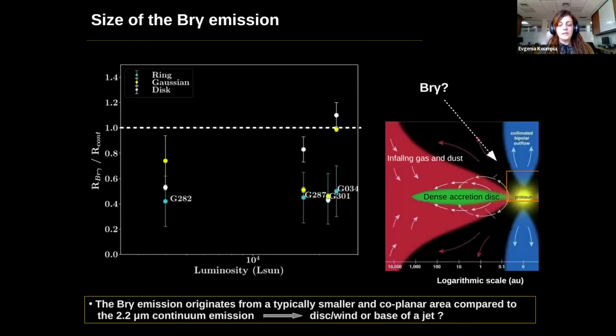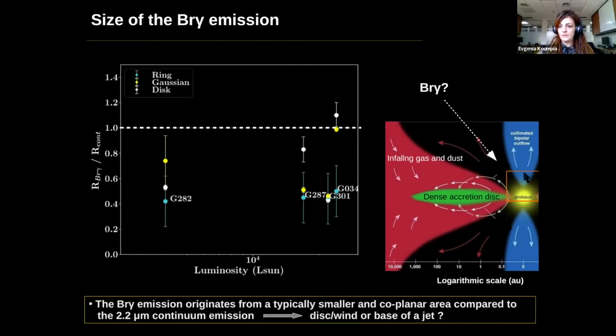Moving on to the second question, what is the size of the Brackett gamma emission? Basically, again, we apply similar geometrical models for the Brackett gamma. And here I plot the radius of the Brackett gamma over the luminosity. And what we can see is that for all YSOs in our sample, the Brackett gamma seems to systematically originate from a region closer to the star compared to the dust.